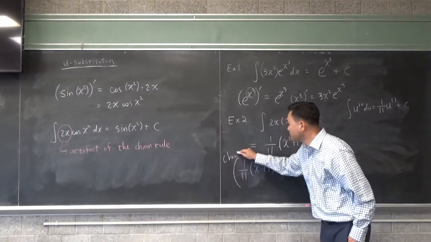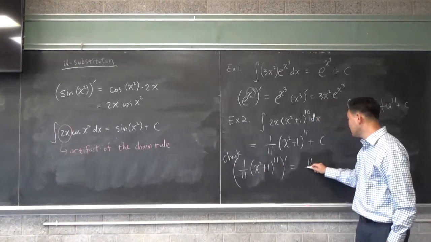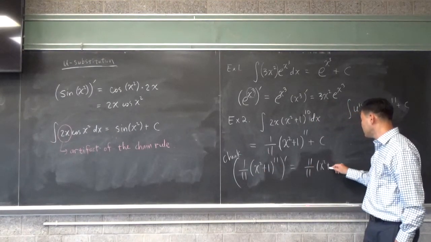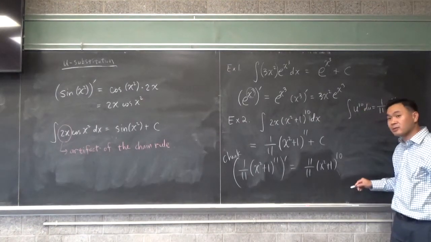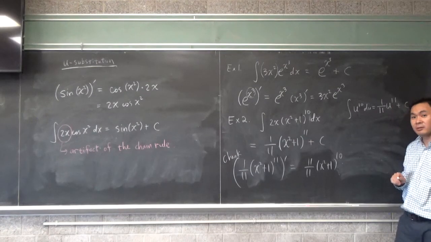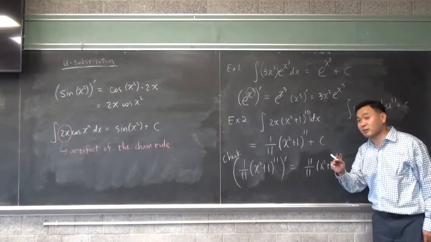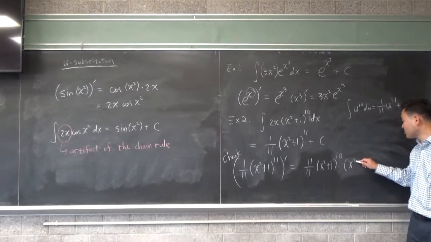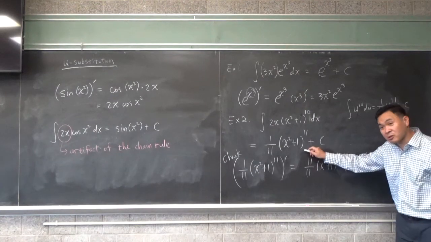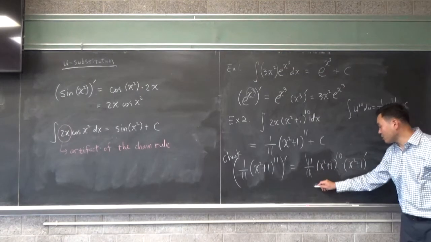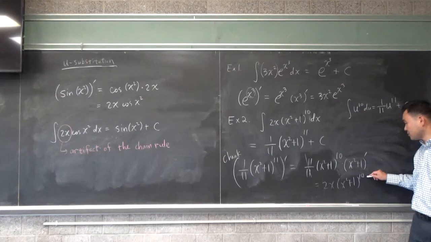Check. Take the derivative: the 11 comes down, and you subtract 1 from the exponent, that's how you differentiate, so 10. What do you do afterwards? x squared plus 1 was the inside function, so you take the derivative of the inside function, and this creates 2x. 11 over 11 is just 1. So you get 2x times (x squared plus 1) to the 10th power.